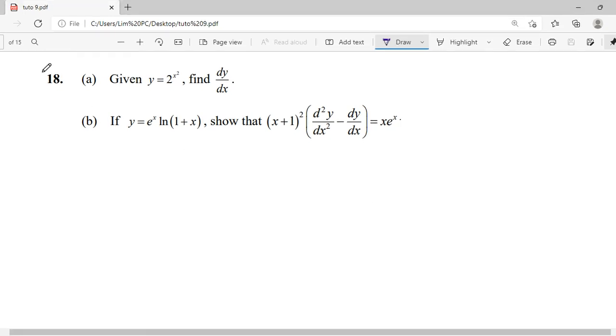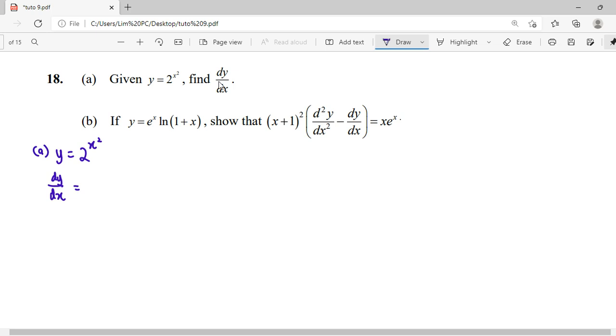Okay, so for question 18a, they gave us an equation y equals 2 to the power of x squared. This is an exponential function because x is in the power, like e to the power of x. For question A, when y equals 2 to the power of x squared, find its first derivative. So we differentiate y with respect to x.